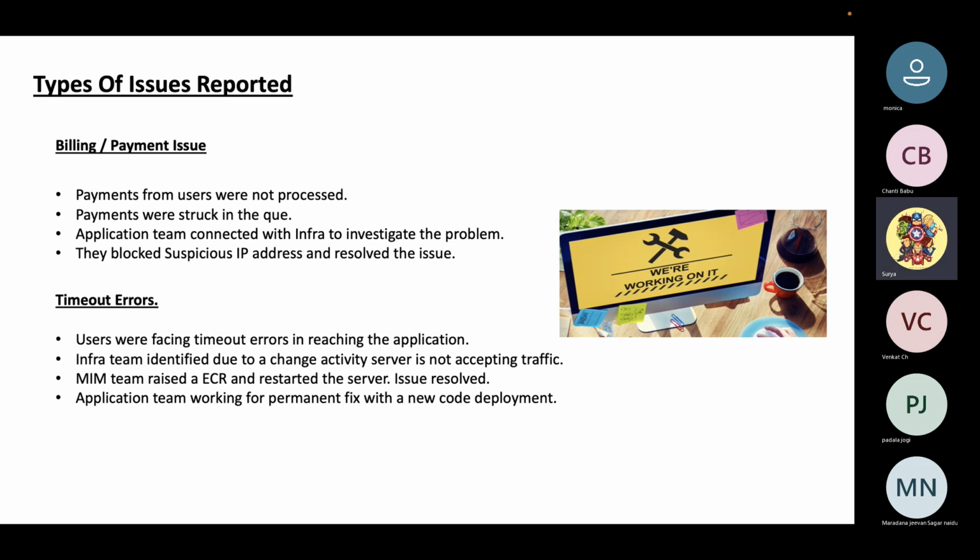So again, what you will do initially, whenever the major incident comes reporting payments are not processed by the users in the particular PhonePe application, immediately you will open the bridge and you will pull the application team onto the bridge. So they identified that the payments were stuck in the queue. The application is processing, but it is not receiving the payment request. So what happened?